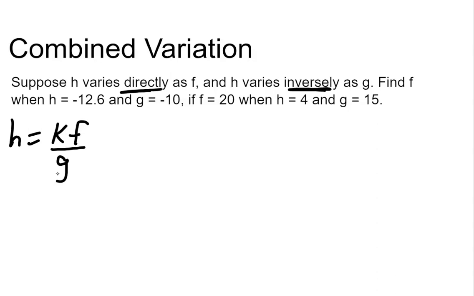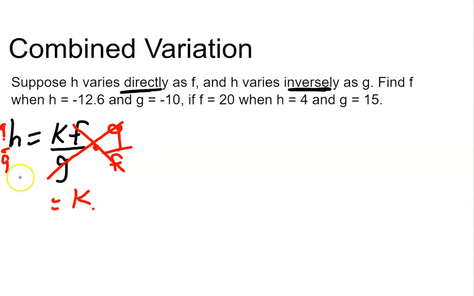Now I need to rewrite this so I'm solving for the constant. So to get the K by itself, I'm going to be multiplying everything on the right side and the left side by the reciprocal. So it would be G over F. These cancel off and I'm left with K over here. That means I have to multiply this side by G over F.